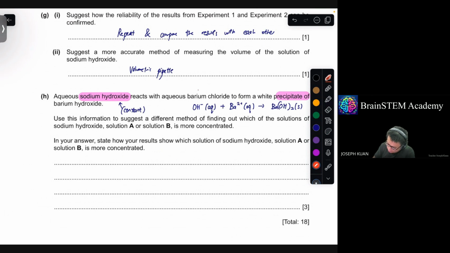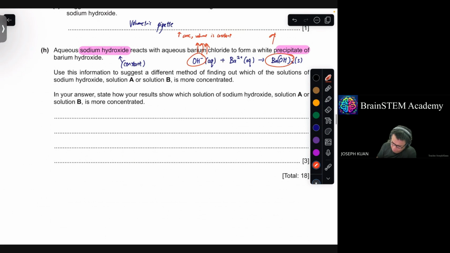The more concentrated sodium hydroxide is, given that you have two solutions of the same volume, it will mean that the amount of hydroxide ions available is actually more. Right, more concentrated, given that volume is constant, means that the amount of sodium hydroxide is actually greater, which leads to more formation of barium hydroxide. So how can we plan an experiment out of that? We can just use, well, essentially the mass of the barium hydroxide formed.